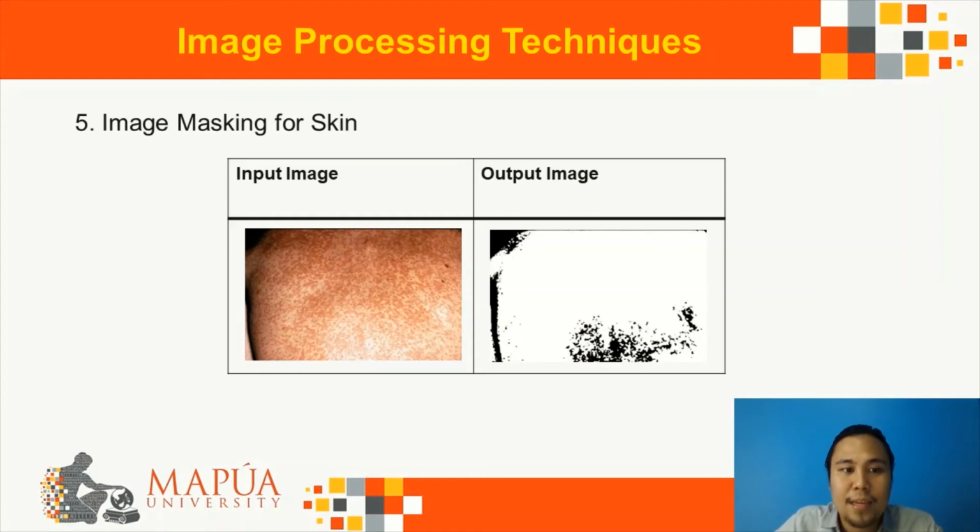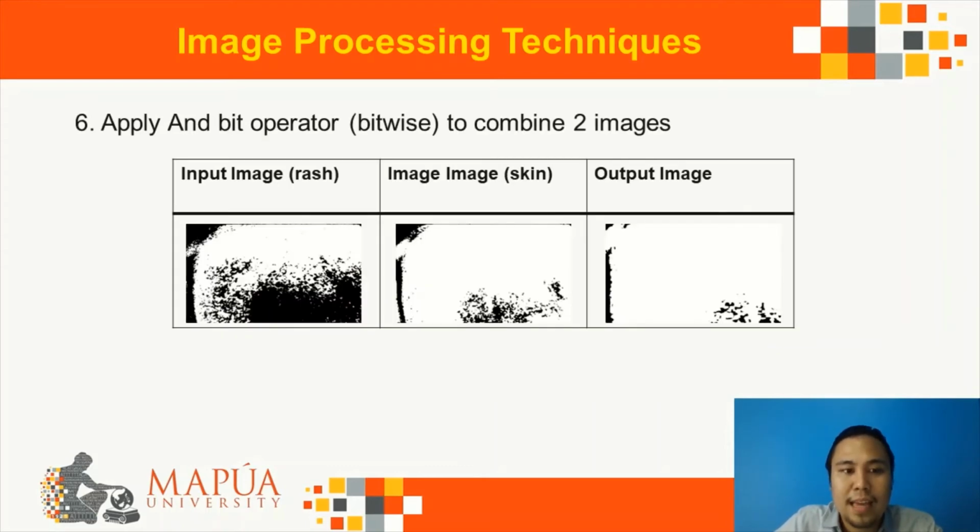Next, apply image masking for the skin. The left image is the input image. The right image is the output image after applying image masking for the skin. Next, apply the AND-bit operator, or the bitwise operator, to combine the two images of the skin and the rash after image masking.